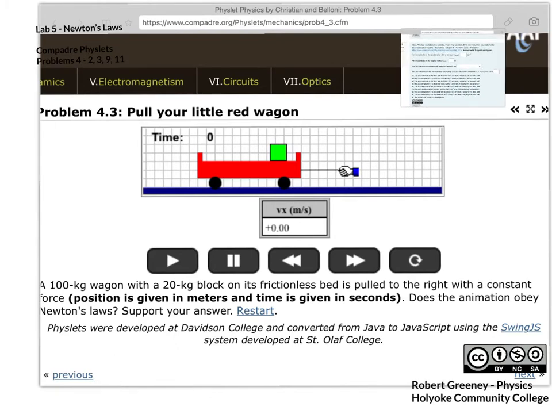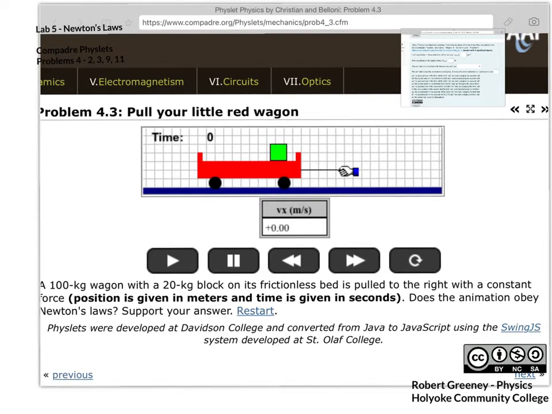Before we play it, let's familiarize ourselves with the situation. We have a 100 kilogram wagon, a 20 kilogram block on a frictionless bed. The block is on a frictionless bed. It is pulled with a constant force, so the force is constant. We can measure positions in meters. The time is given with the clock in seconds. And so we want to collect some data and see if it behaves according to Newton's second law.